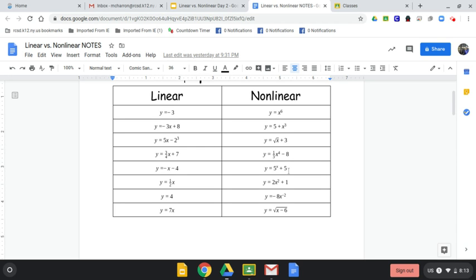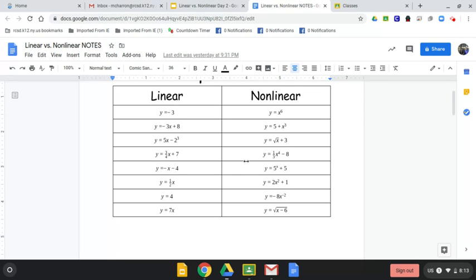Y equals 5 to the x power plus 5. Our exponent is a variable, nonlinear. Y equals 2x squared plus 1. Exponent on the variable is 2, something other than 1, nonlinear. Y equals negative 8x to the negative 2nd power. Exponent on the variable is something other than 1. It's a negative 2, nonlinear. Y equals the square root of x minus 6. Square root symbol over the variable, nonlinear.